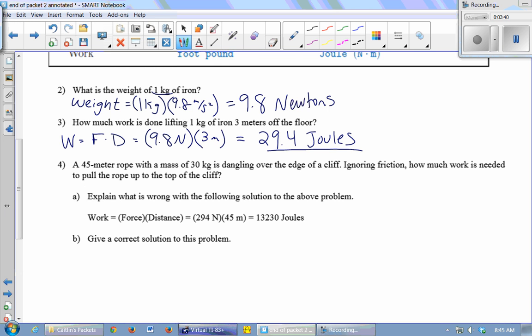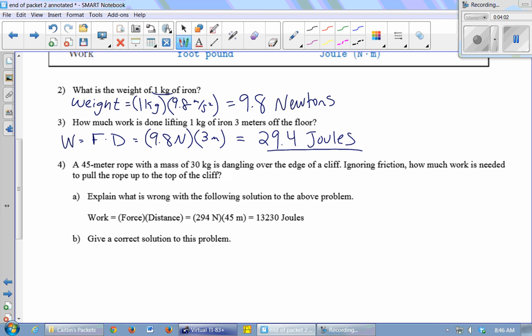Okay, so we haven't done any calculus yet today. Should be a little red flag. This is going to get harder, right? So say we have a 45-meter rope. Its mass is 30 kilograms. It's dangling over the edge of a cliff. Ignoring friction, how much work is needed to pull the rope up to the top of the cliff?